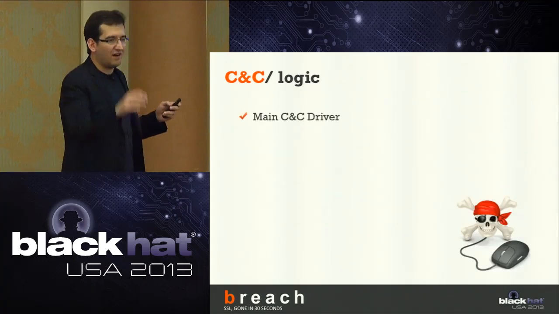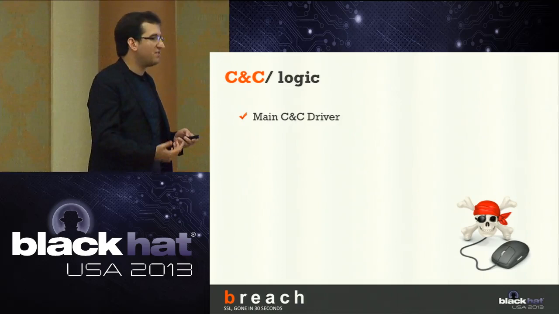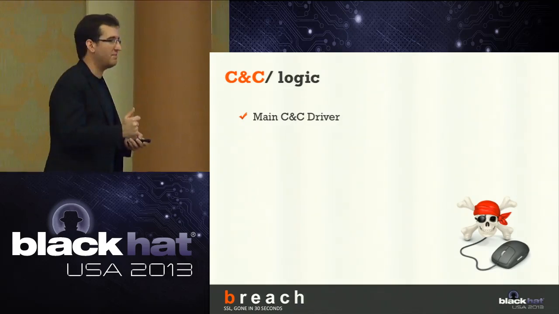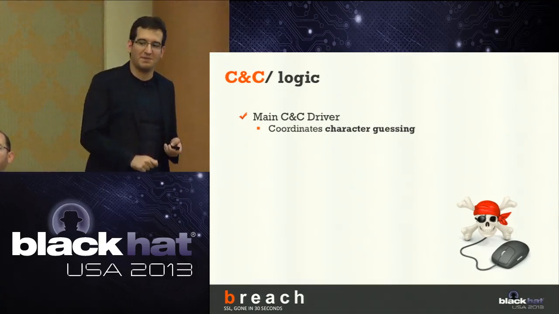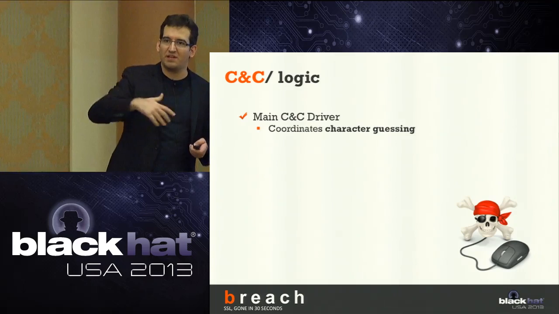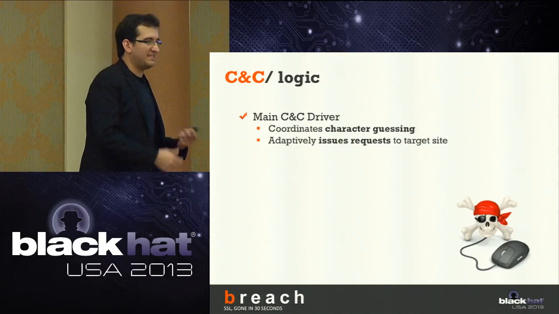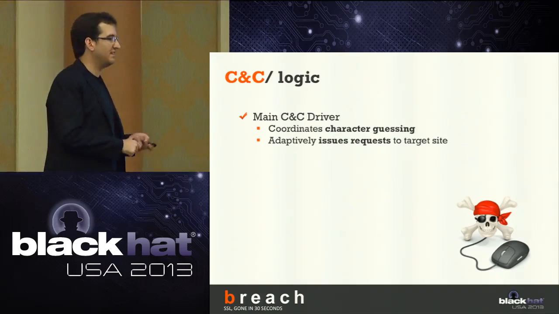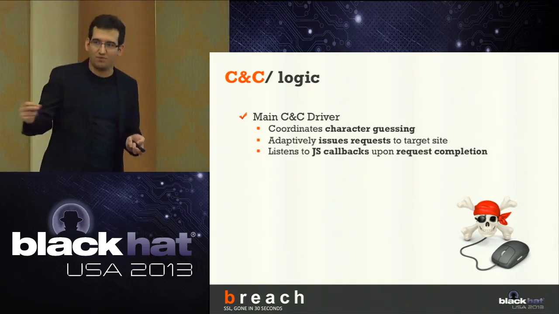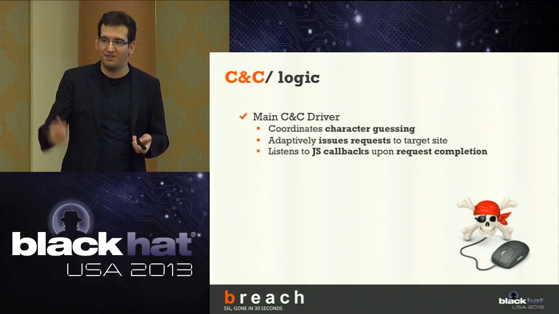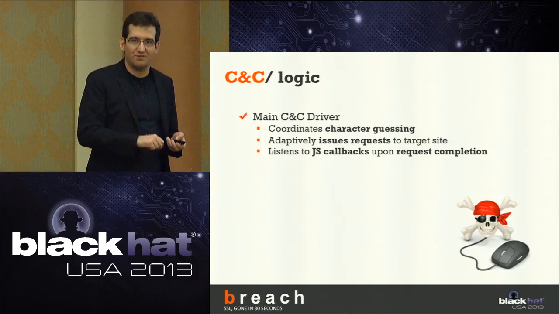Now, there's logic on the server side, which is the command and control. So that was the JavaScript part. Now we have a binary, and that binary is the command and control driver. The driver is responsible for coordinating character guessing. What that means is it will try every single character, and when it guesses one, it will move to the next one. So we do it one by one. It will issue requests depending on which site you are targeting. It will listen to the JavaScript callbacks, so when the request finishes, the browser will make a request back to the command and control center, and it will say, hey server, anything that you saw through the wire, that was me, and the request is done.